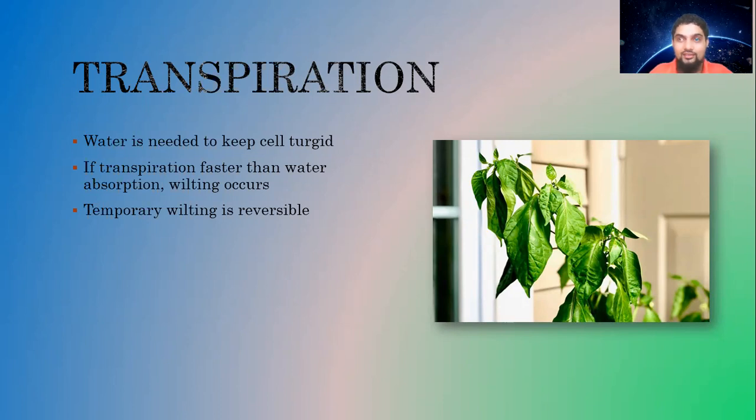Turgid means that they stand upright. If the cells are flaccid, well, then the plant will wilt. So how are you seeing the plant there wilting? It means that the cells are flaccid. The cells lost a lot of water. So permanent wilting, if the plant just remains wilted and water is not applied to the plant, well, then the plant will die.